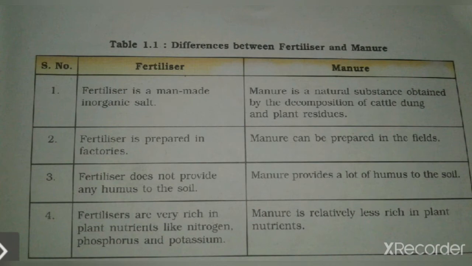So next we have fertilizers and manures. This is the difference between them. So fertilizers are man-made, whereas manures are organic. Fertilizer is prepared in factories, whereas manures can be prepared in the fields. Fertilizers do not provide any humus to the soil, whereas manures provide a lot of humus to the soil. Fertilizers are very rich in plant nutrients like nitrogen, phosphorus and potassium, whereas manure is relatively less rich in the plant nutrients.